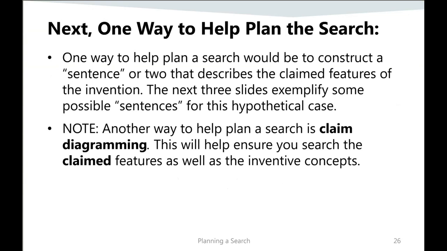Now that we have identified the claimed features, we can construct a sentence or two describing these features. The next 3 slides present some possible sentences for the hypothetical mousetrap application and will be followed by an example of claim diagramming. Note that while these 2 approaches differ in the way they present the information, they typically convey some of the same basic information. Searchers may also choose to use a combination of these 2 techniques.